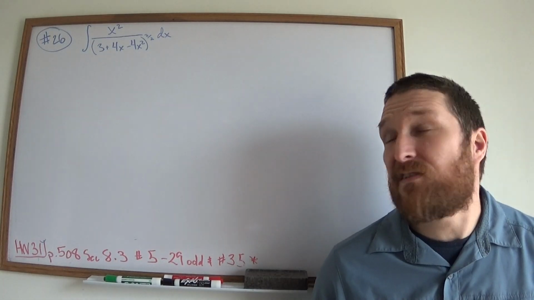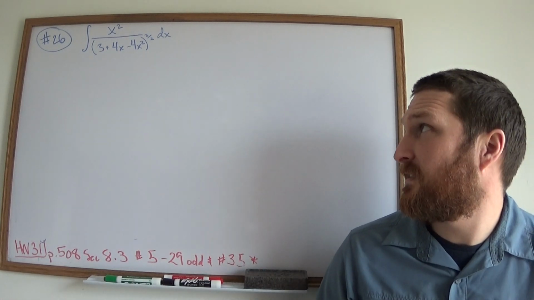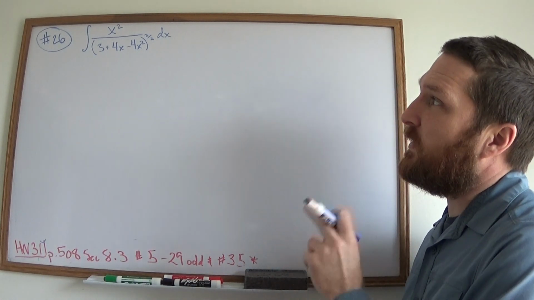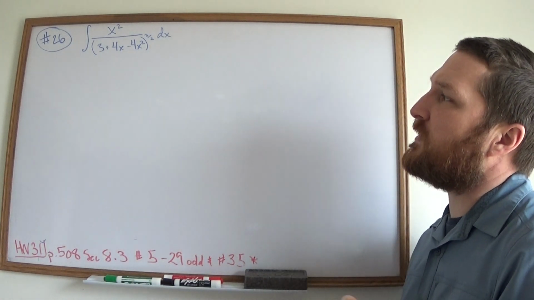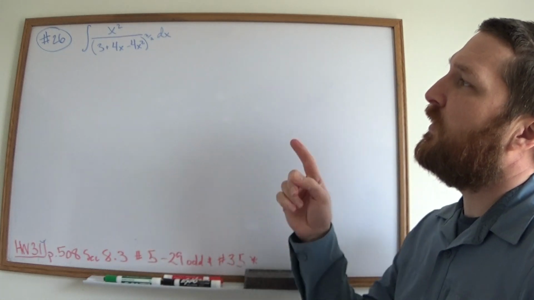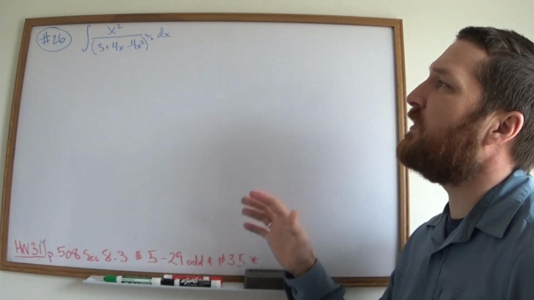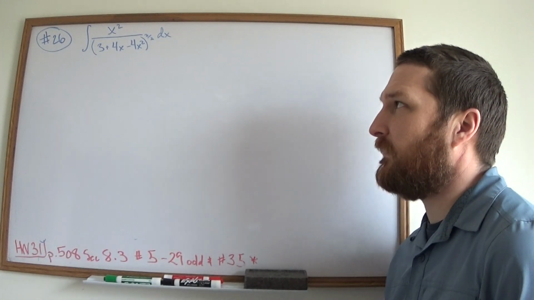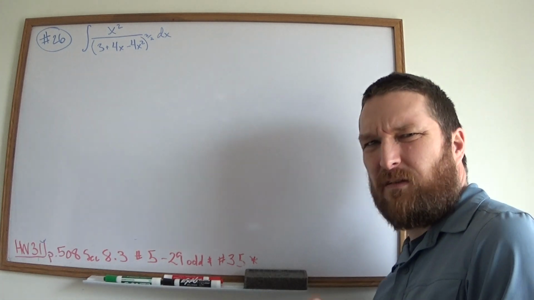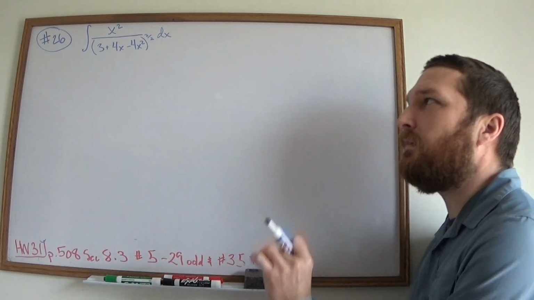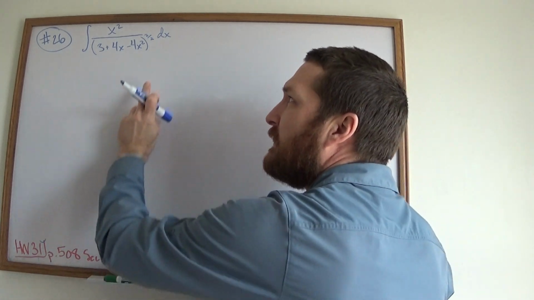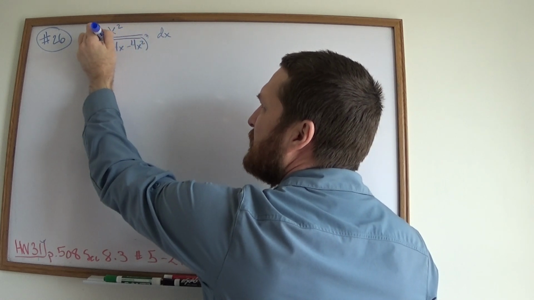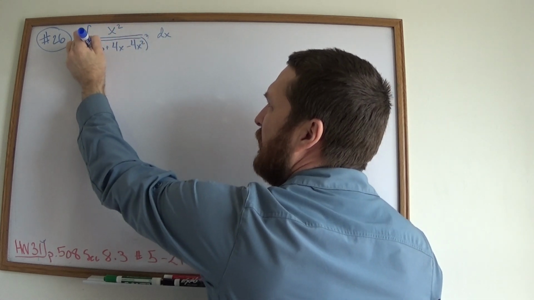All right, the last example, number 26. And this one is a doozy. This one is really rough, okay? We have the indefinite integral of x squared over 3 plus 4x minus 4x squared, raised to the power of 3 halves. If you're just looking at that, you're thinking, that's not what we're dealing with, roots and stuff. Well, 3 halves, right? That's the same thing as this right there, right?